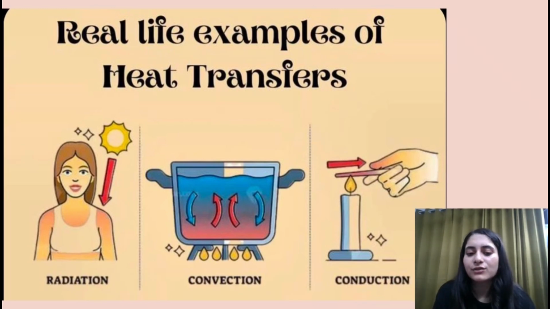The next one is convection: boiling of the water, as we discussed in our previous slides, is an example of convection. And conduction: when you are in direct contact with the heat and another surface, then the heat is transferred from one object to another object by direct contact. So these are the conduction, convection and radiation processes, and these are the examples of these processes.